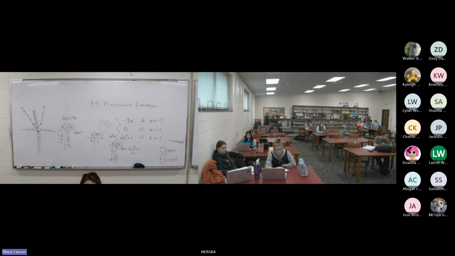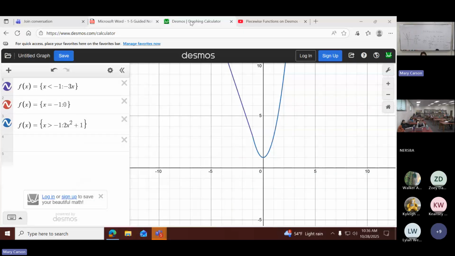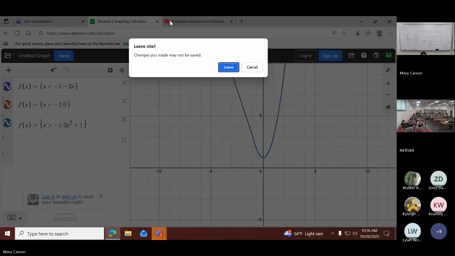Transformations is the last thing that I wanted to talk about, section 3.5. There are rules for the transformations. I'm going to share that with you again from Moodle. Let's go back and look at that again. I would print this out.